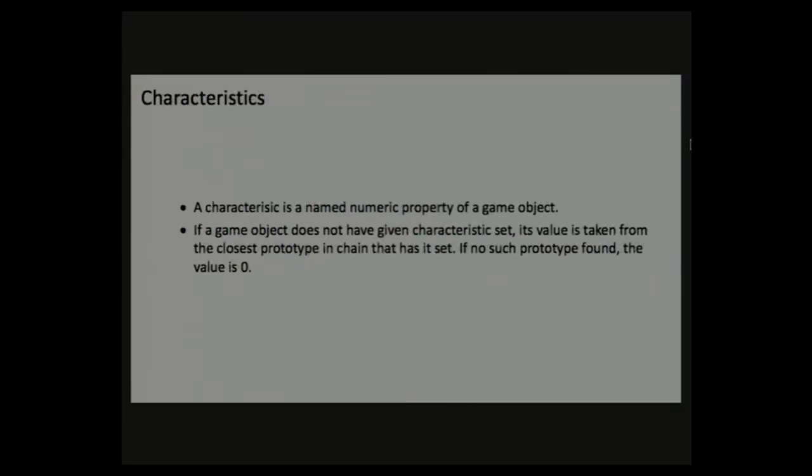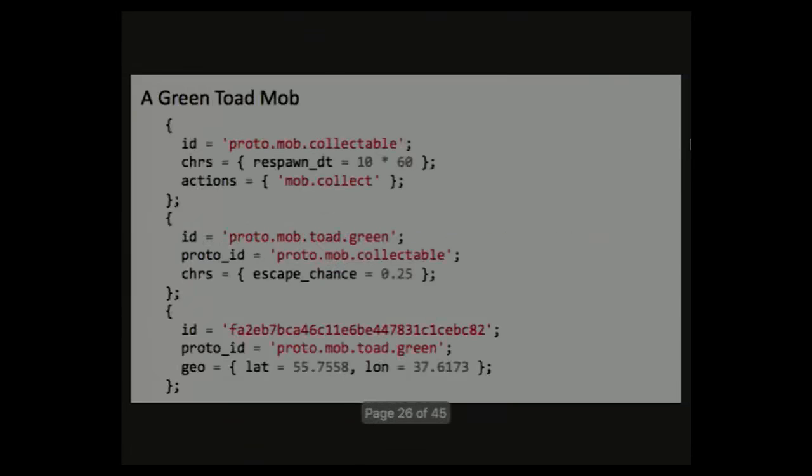Characteristics. Well, this slide talks about how they derive from the prototype, doesn't matter. Game object actions as well. So here's an object. It's a green toad monster. Well, here it is, the toad itself.